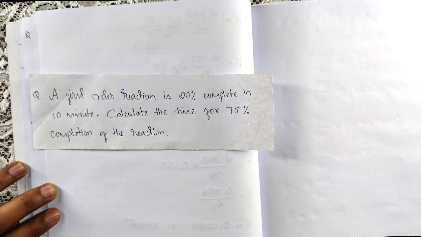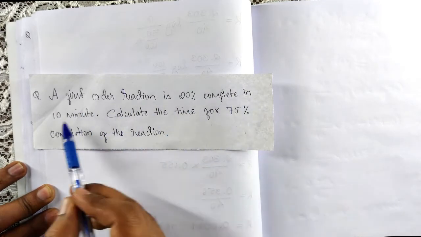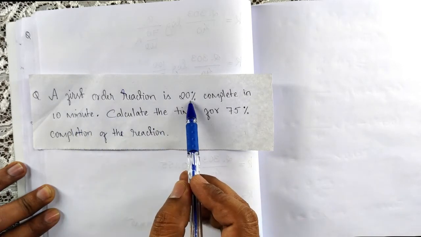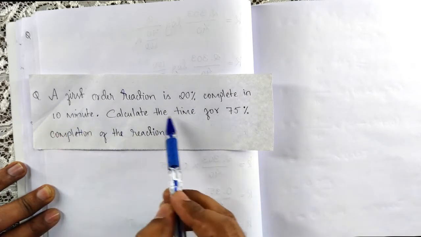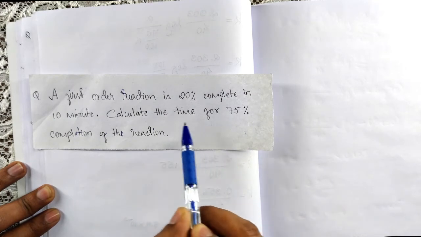So now let's try our next problem. A first order reaction is 20% complete in 10 minutes. So 20% is completed in 10 minutes. Calculate the time for 75% completion. For 75% completion, what is the time?